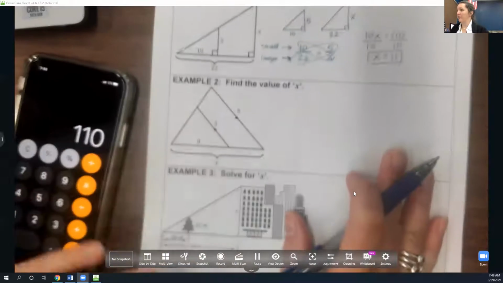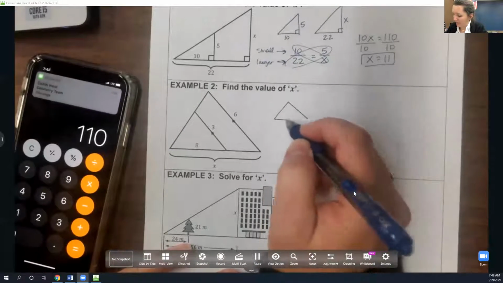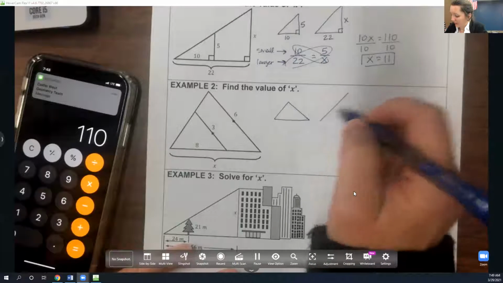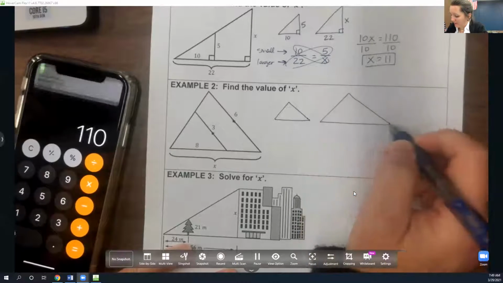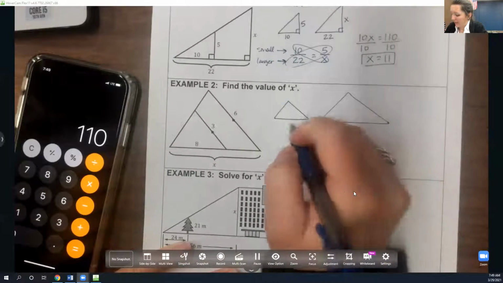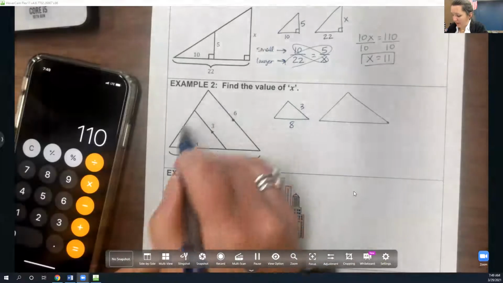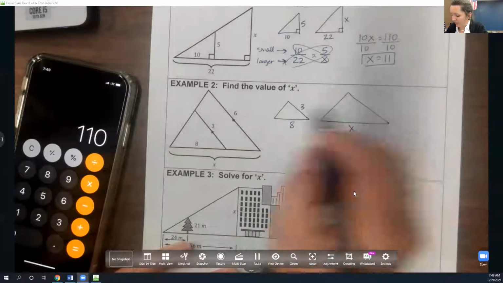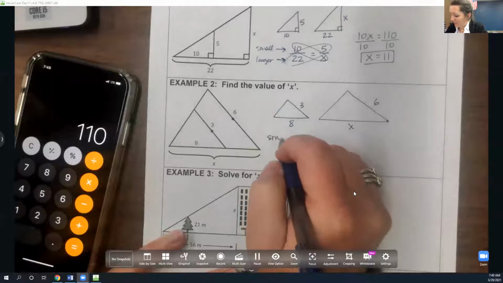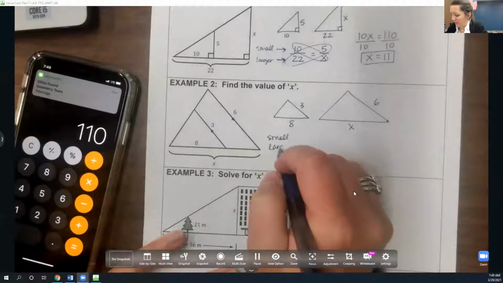So let's look at this one. Find the value of x. Again, I have a smaller triangle inside of another triangle. So I am going to pull them apart and see what they look like. So here's my small triangle here, 8 and 3. And here's my larger triangle here. X is this value here, and 6 is this value here. So I'm going to do the same thing. I'm going to do small triangle numbers on top and larger triangle numbers on the bottom.